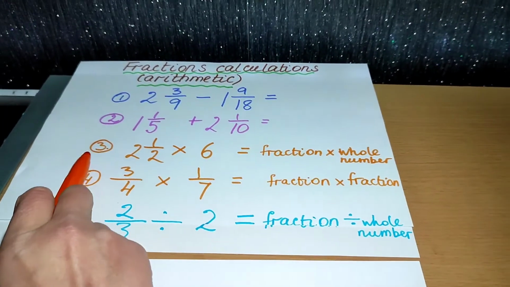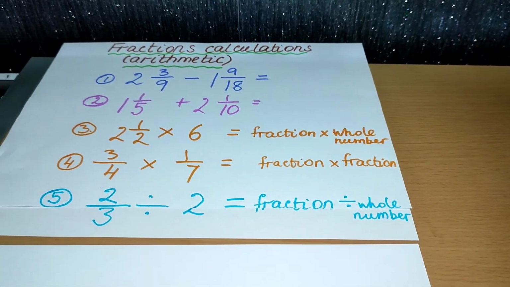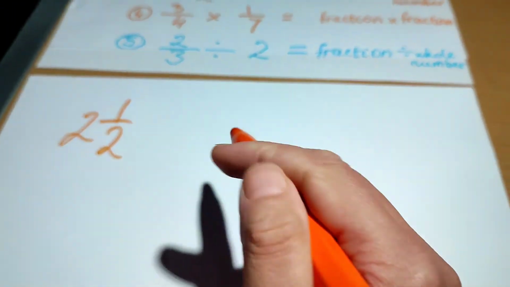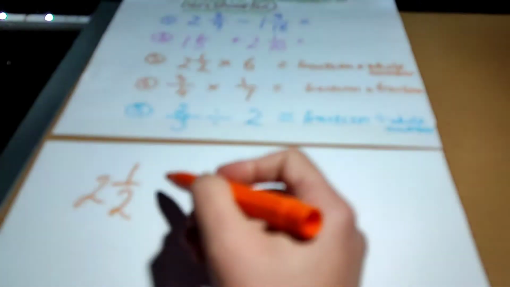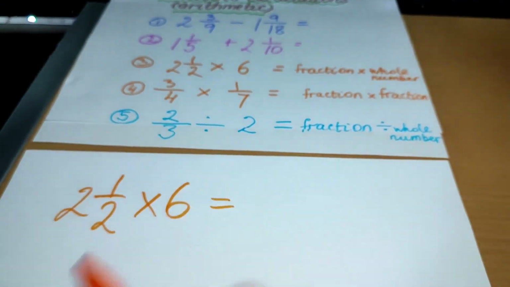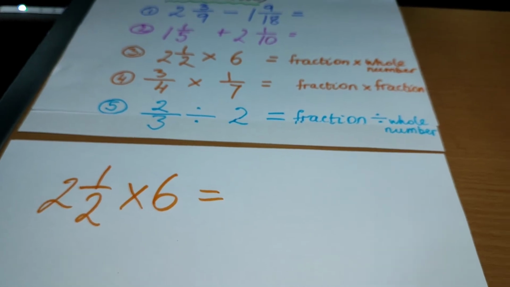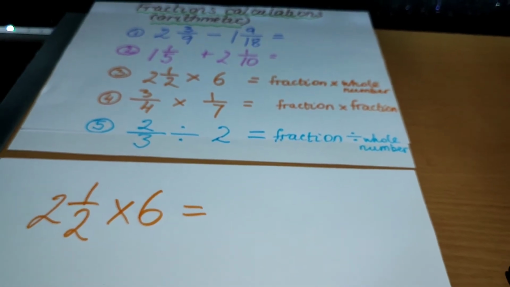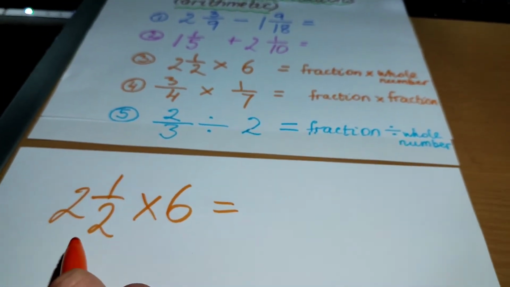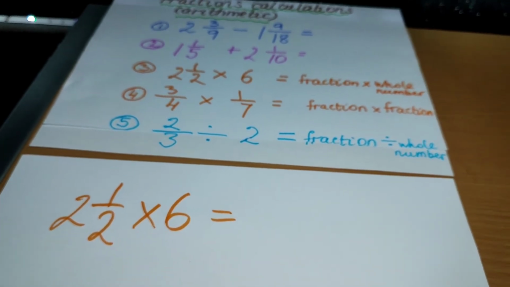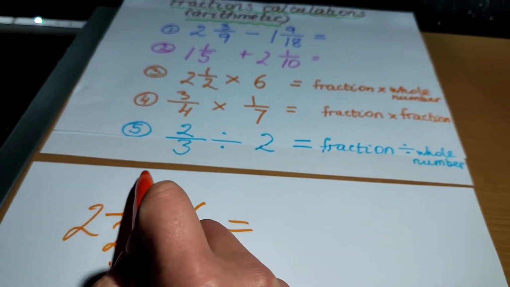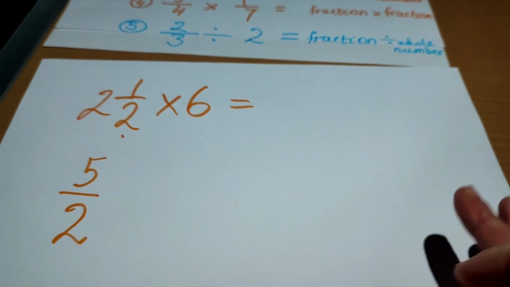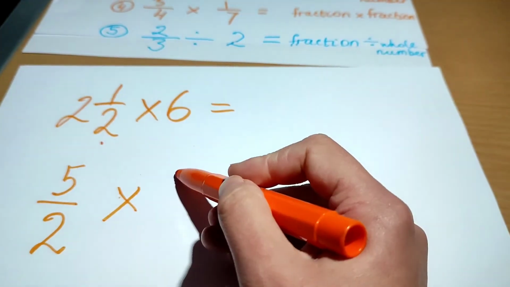Let's look at our third calculation, which is multiplication. We have 2 and a half times 6. Okay. So there are different ways of doing it. You can turn your mixed number into improper fraction first if you want. Let's do that. So what's 2 and a half as an improper fraction? 2 times 2 and add 1. 5 halves, 5 over 2, yeah? And we're multiplying it by 6.